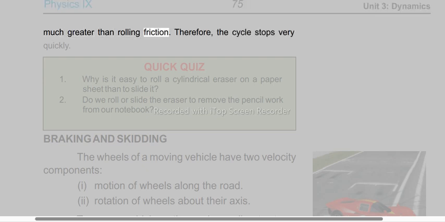much greater than rolling friction. Therefore, the cycle stops very quickly.